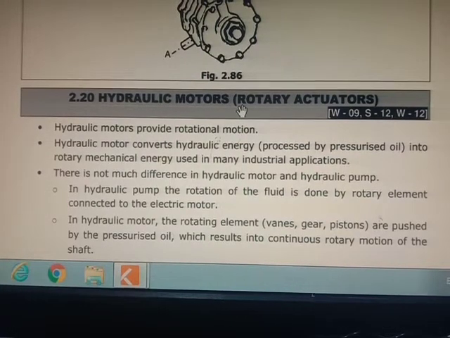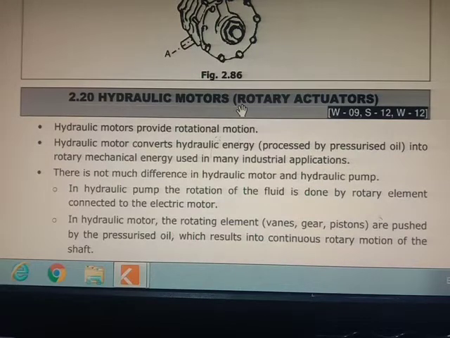You may see the linear actuator will create the reciprocating or the to and fro motion. So definitely the rotary actuator will create which type of motion? Yes, of course it will create the rotary motion, and as it creates rotary motion like an electrical motor, they are known as the hydraulic motors. So what are hydraulic motors? Hydraulic motors provide rotational motion. Hydraulic motor converts hydraulic energy possessed by the pressurized oil into rotary mechanical energy used in many industrial applications.